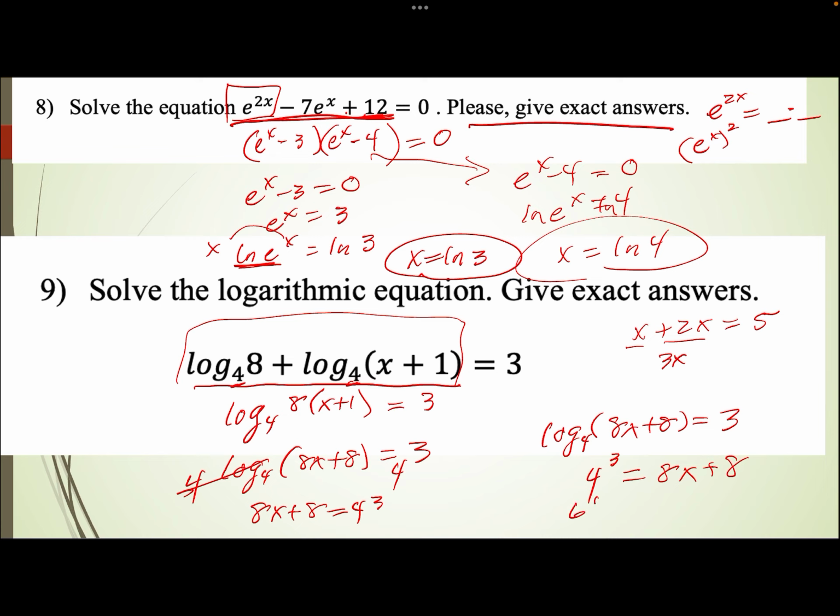So I have 64 equals 8x plus 8. And then I minus the 8. And I get 56 equals 8x. And I get x equals 7. And then you plug it back in and make sure it works. Log base 4 of 8 plus log base 4 of 8 is log base 4 of 64 because I multiply, and that does equal 3. So I know I'm right.